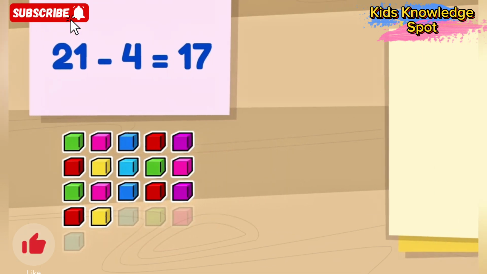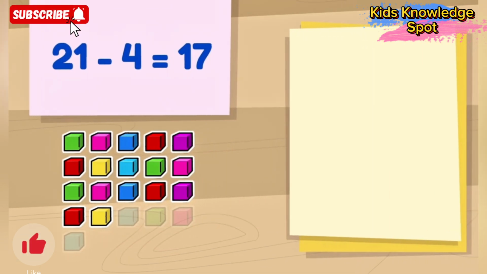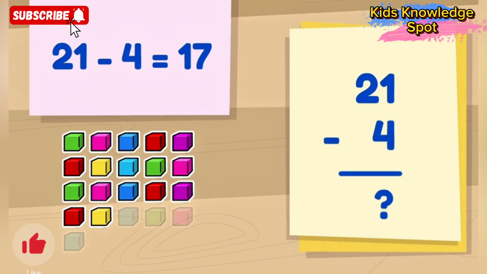Now let's solve it another way, by subtracting from top to bottom. First, we subtract the ones place from the top here to the bottom here. But we can't take away 4 from 1 because 4 is bigger than 1! That means we should borrow a 10 from the tens place and bring it to the ones place.